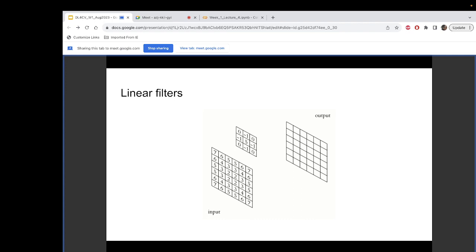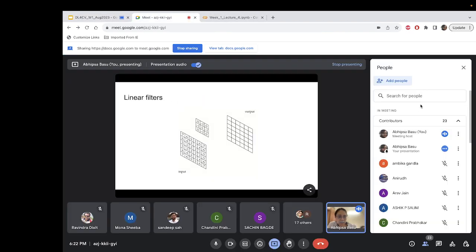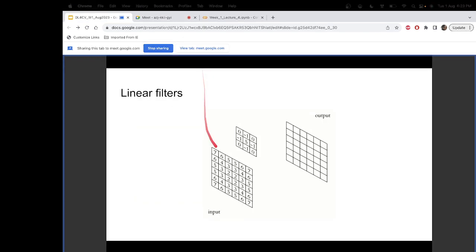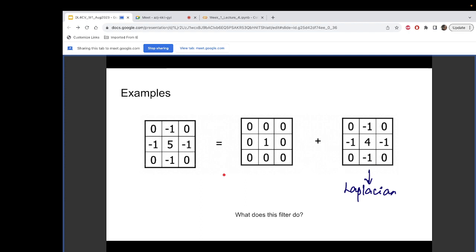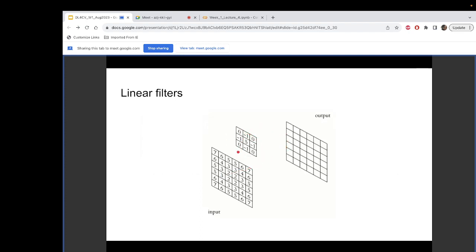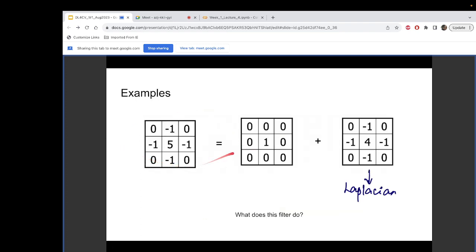Like I said, linear filters are something that are not random in nature. These are not random numbers. Each of these numbers has some meaning. So you are trying to manipulate your image in some sense using such a filter. So we look at some examples. Let's look at the particular filter we took. Why this is important, we have to understand. So this is the filter, and now we can convert it into this plus this.